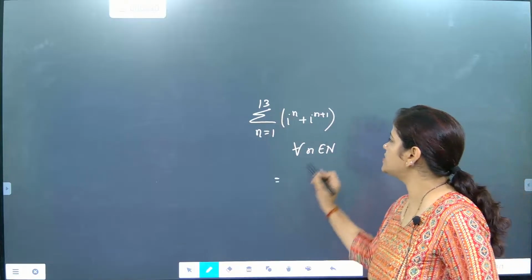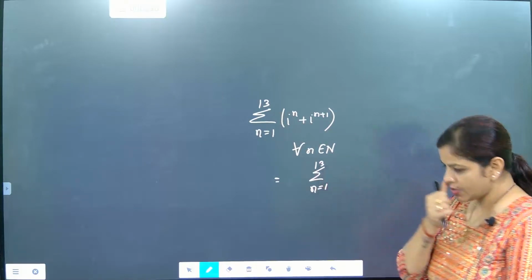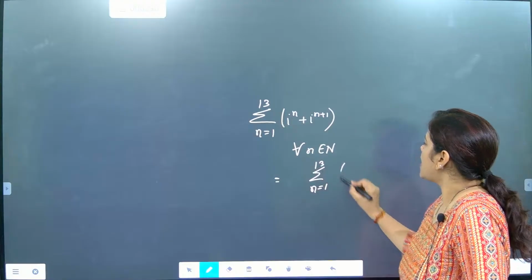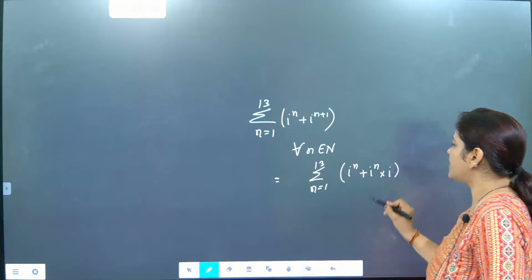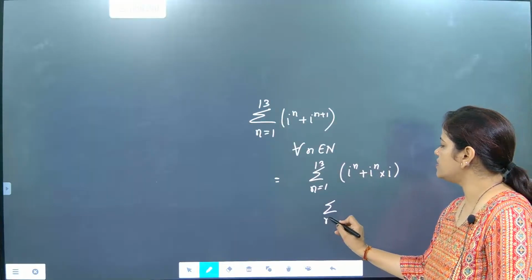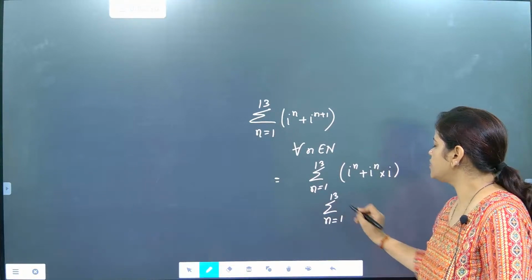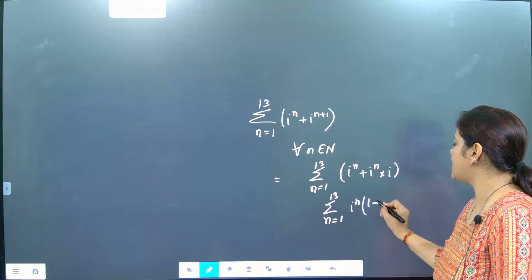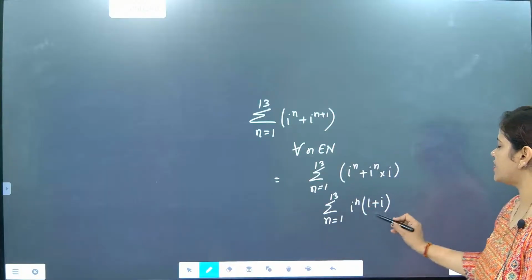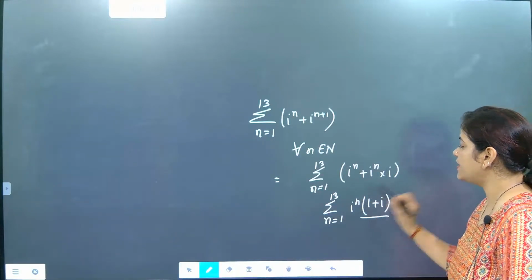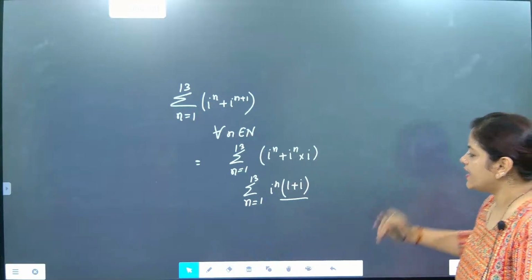I am not removing the summation, n equals 1 to 13. Look here, I separated i to the power n plus i to the power n into i, so that I can take this out. Taking i to the power n out, this part comes as 1 plus i. Now 1 plus i is independent of n, so directly we can take it out.